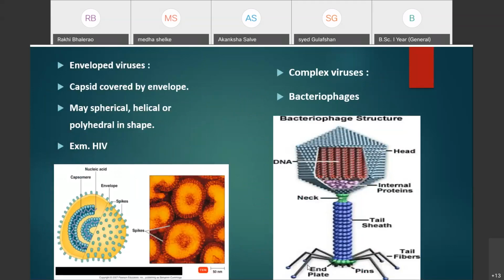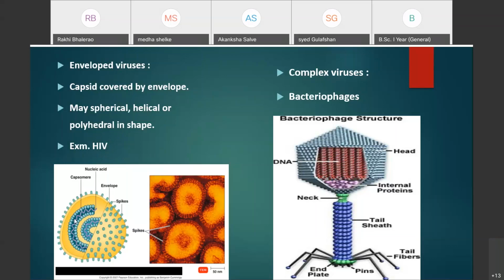Then the next morphological form is the enveloped viruses. The capsid is covered by a specialized envelope, which is made up of lipid, protein, and carbohydrate. These enveloped viruses may be spherical, helical, or polyhedral in shape. Example: HIV, the human immunodeficiency virus.